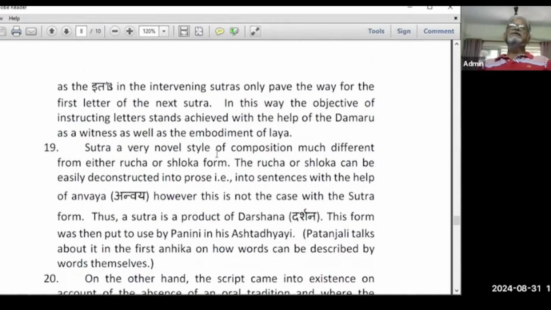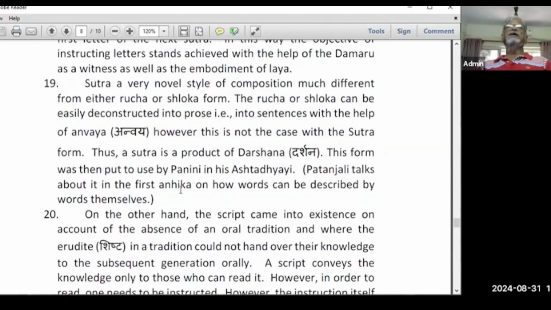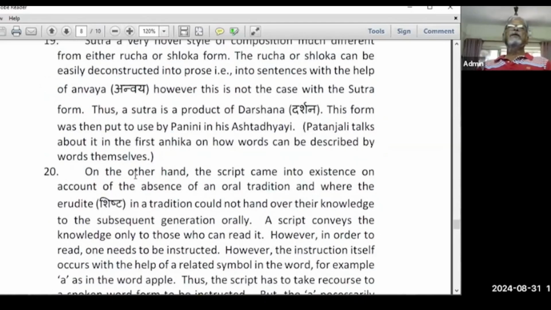Sutra is a very novel style of composition, much different from either ruchas or shlokas. The rucha or shloka can be easily deconstructed into prose, that is, into sentences with the help of Anvaya. However, this is not the case with the sutra form. Thus, a sutra is a product of darshan. This form was then put to use by Panini in his Ashtadhyayi. Patanjali talks about it in the first anika on how words can be described by words themselves.